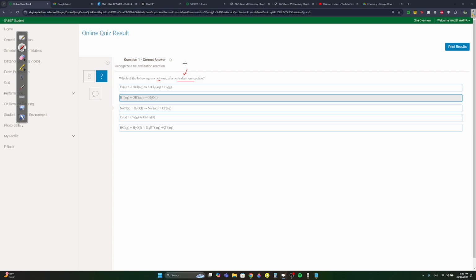For those who don't know, neutralization means to make something neutral. How do you make it neutral? Acid plus base, right? Any neutralization reaction gets you a salt plus water. Usually the acid and base are both aqueous. The salt is also aqueous, but the water is liquid. If you want the net ionic, you remember net ionic, you only put in those that change the state.